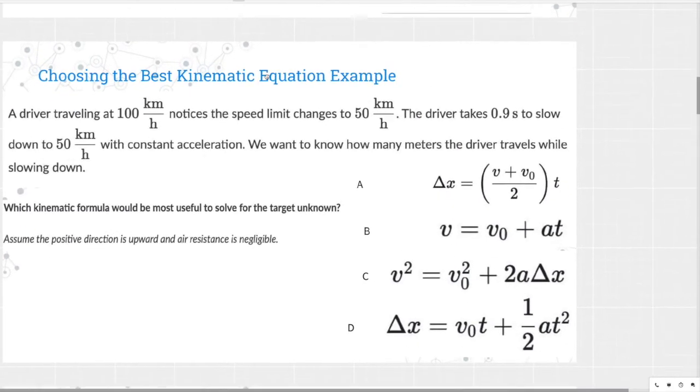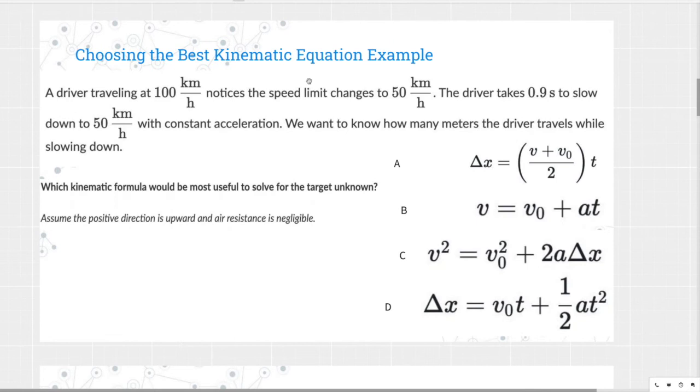Moving on to the next question, another choosing the best kinematic equation example. A car is driving at 100 kilometers per hour, and then he knows the speed limit changes to 50, and then the driver takes this much time to slow down to 50, and he has a constant acceleration. We want to know how many meters will the driver travel. So we will want to know delta x.